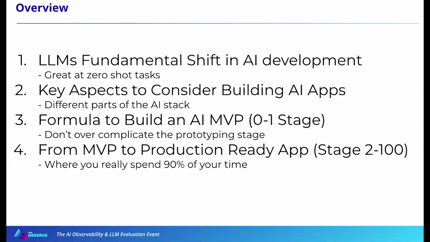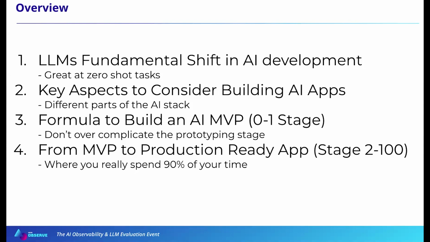So quick overview and agenda. We're going to kick off with a little bit about what's different with LLMs. What's this fundamental shift in AI development? Basically, LLMs are really good at zero-shot tasks. Before, we had to train models for everything. Now you kind of just throw an LLM at everything. Then, what are the key aspects to consider when you build an AI application? There's a lot of tooling and a lot of funding in this. What do we really want to look at?